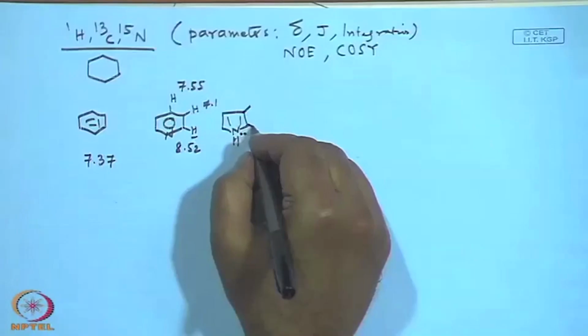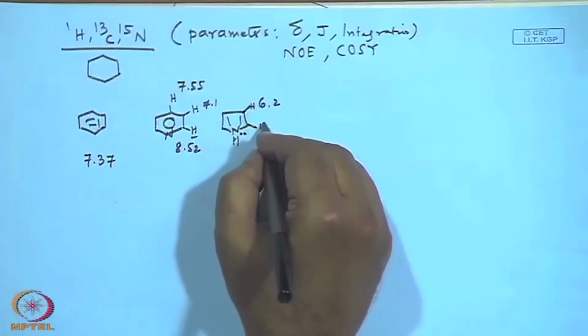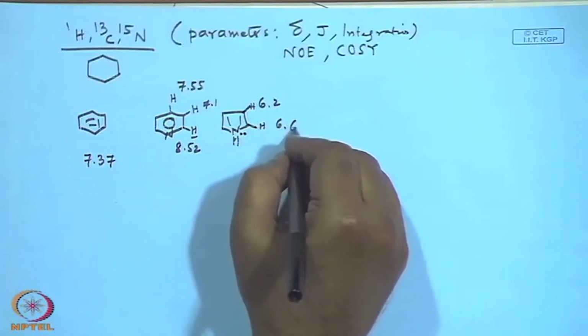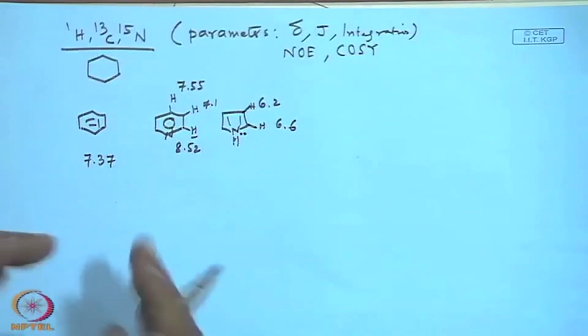That means what is the reference point? Benzene. So, it should be on the right hand side of benzene, and in this case what I will find again, this hydrogen is 6.2 and this hydrogen is 6.6. Okay. So, basically your reference point is either benzene or chloroform. If you see something on the right hand side, it is likely to be an azole compound, a 5 membered heterocyclic compound.